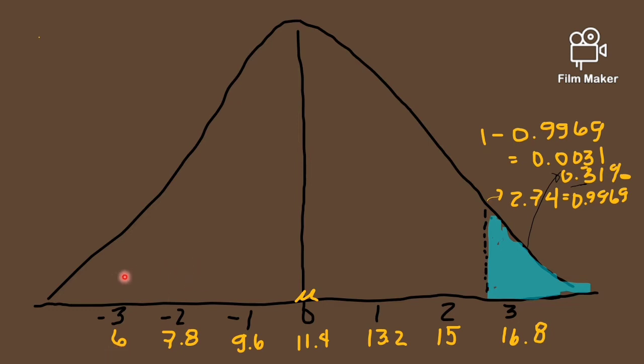So again, we know that this whole area is 100% or 1. So the value of 2.74 in the z table is 0.9969. Actually, this is going to the left, and then exceeding. So it means to say, pataas siya. Exceeding from 11.4. So 1 minus 0.9969, and the value is 0.0031, or 0.31%. So this one is 2.